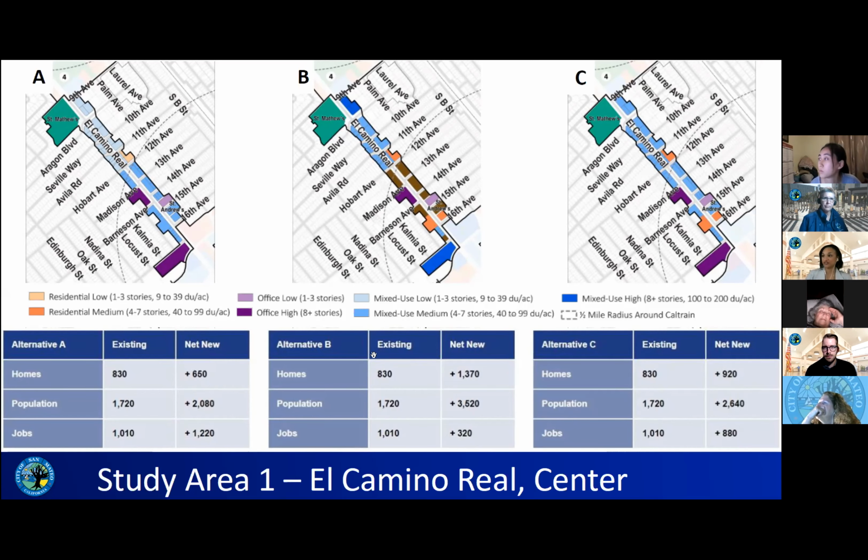And we got this question. For the numbers for the homes, population, and jobs, this is for all of alternative A, for the entire city, not just for this one section of El Camino.